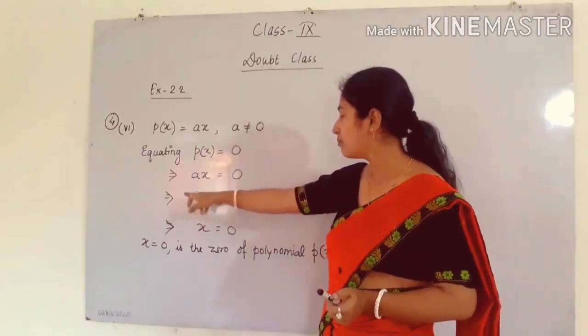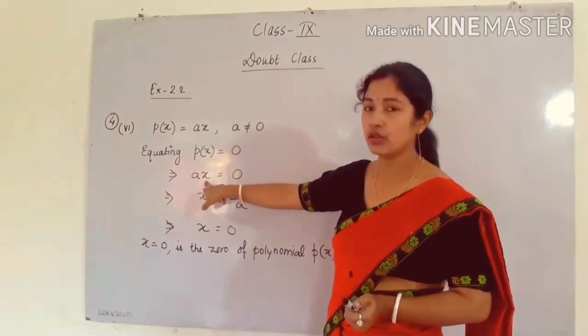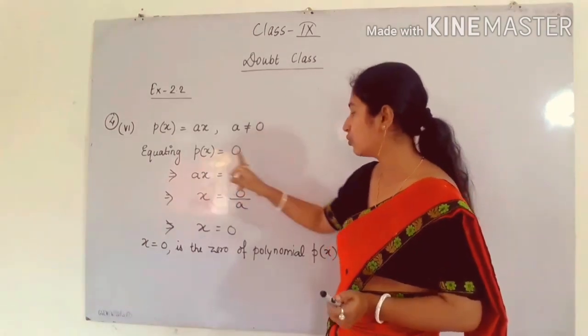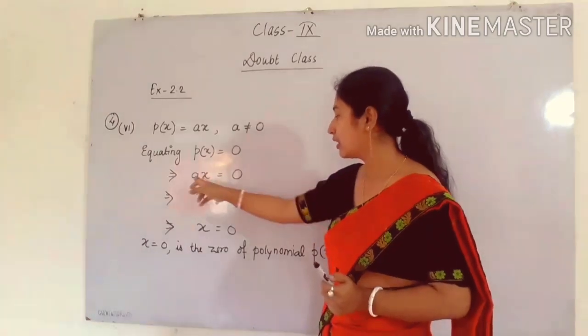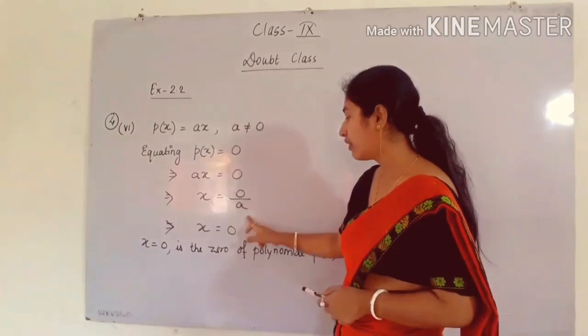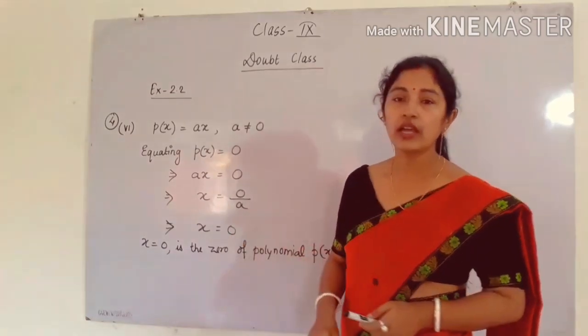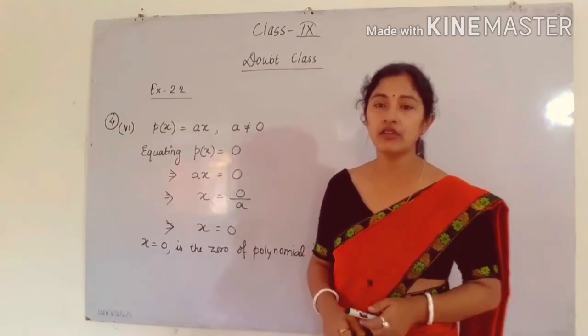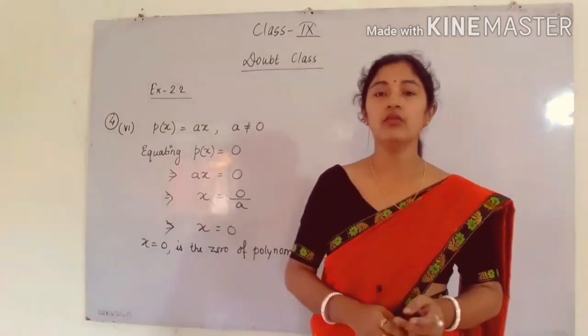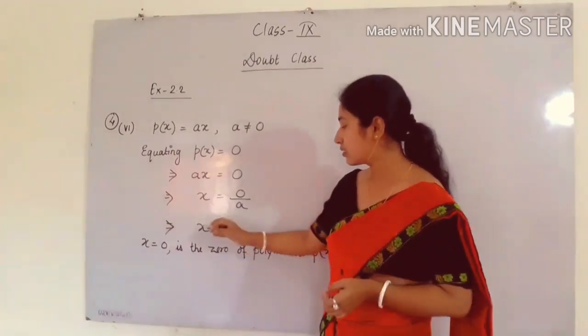So we can write implies that, see here, a is multiplied with x. So if we transfer a to the right hand side, then it will become what? 0 divided by a. So 0 divided by a, we can say it will be what? 0. You know that 0 divided by any constant value will be what? 0. Okay, so what? x is equal to 0.